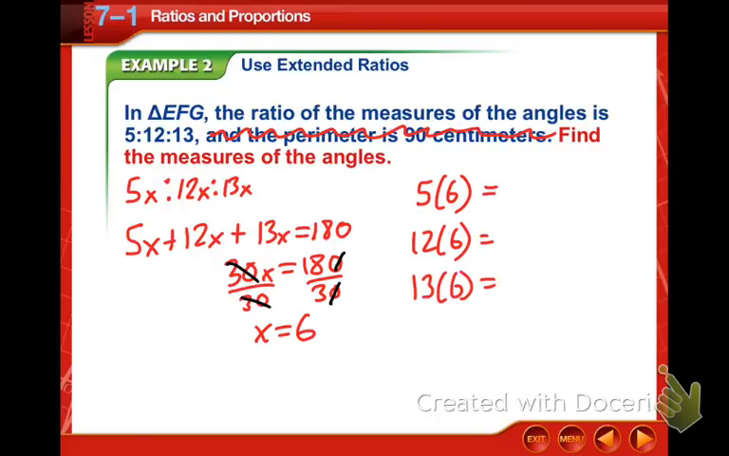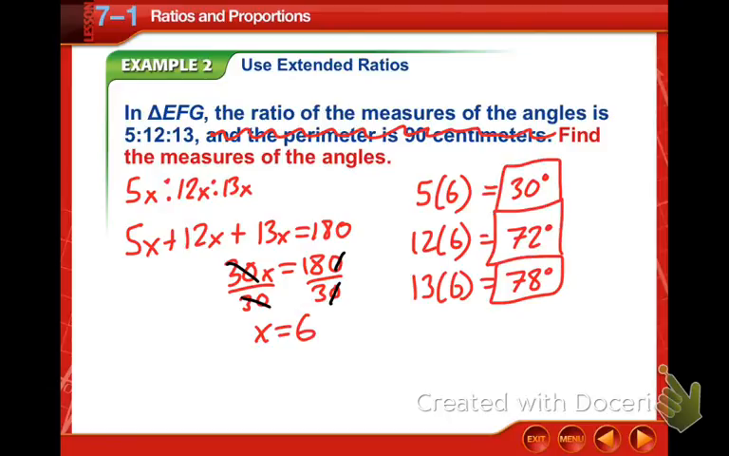5 times 6 is 30 degrees. 12 times 6 is 72 degrees. 13 times 6 is 78 degrees. And all of these should add up to be 180, and they do.